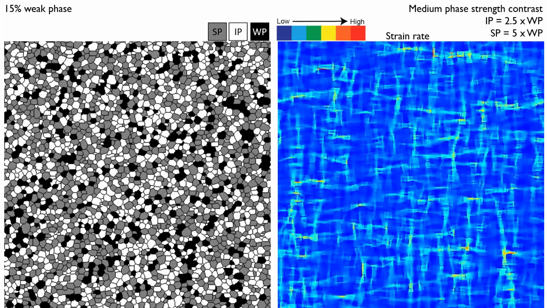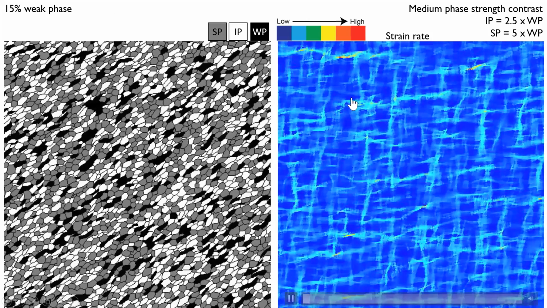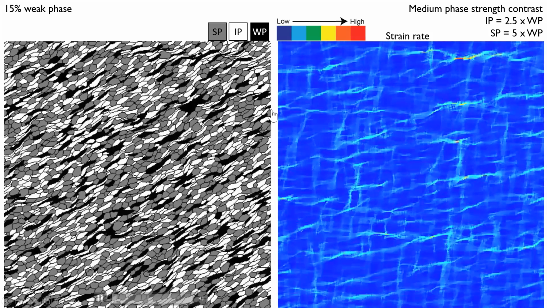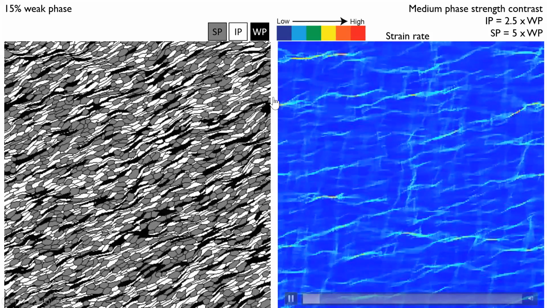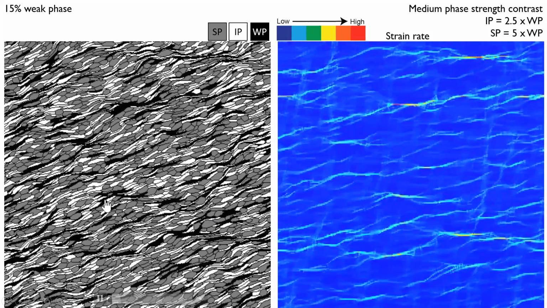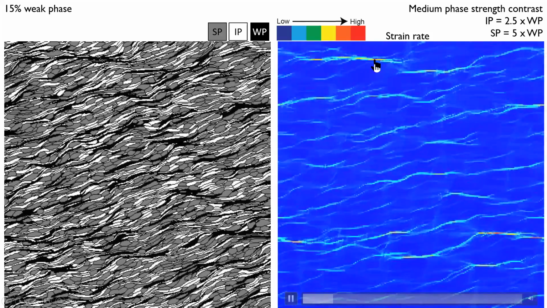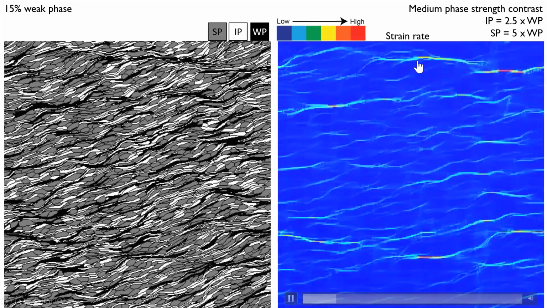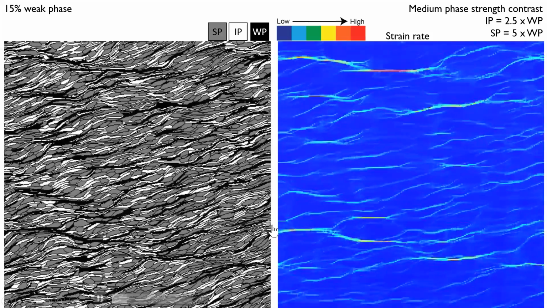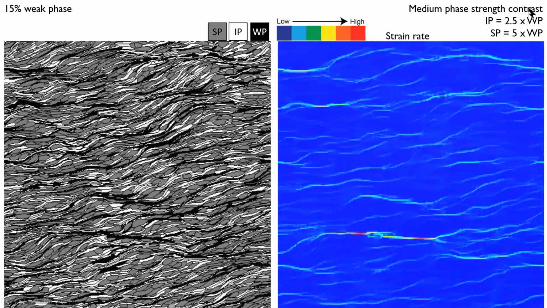So here we have 15% weak phase and a medium phase strength contrast. The start of the model is the same. In a way, the minerals align to the S orientation, and layers of weak phase rotate into parallelism with C. And again, they are partitioning or localizing a lot of strain rate through here, and down here as well. This is a medium phase strength contrast model.